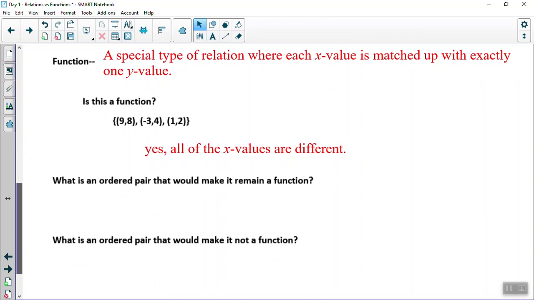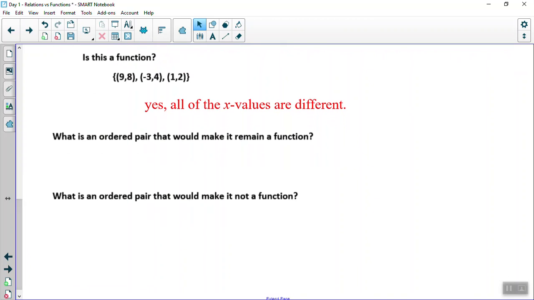Okay. Now, for the try on your own, I want you to come down here and add an ordered pair to this function so that it will remain a function. And then I want you to add an ordered pair so that it'll make this set not a function. Okay, so go ahead and pause the video now.